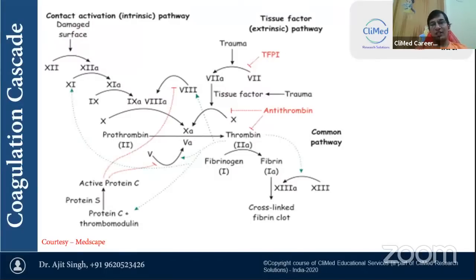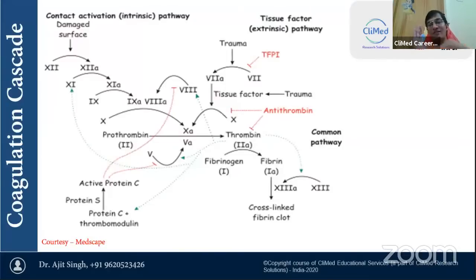In the intrinsic pathway, 12 will convert into 12A, then the activated 12A will convert 11 into 11A. Okay, 12, 11, no, 10, 9. No, 9 will come before 10. 12, 11, 9, 10. These are the four things. Remember, 12, 11, 9, 10. So this 10 will come after 9. This is the procedure to remember.